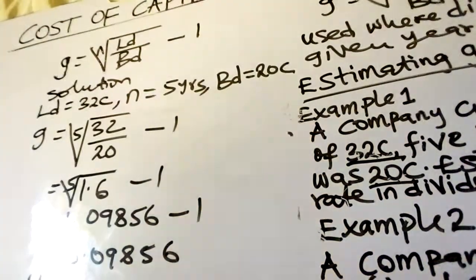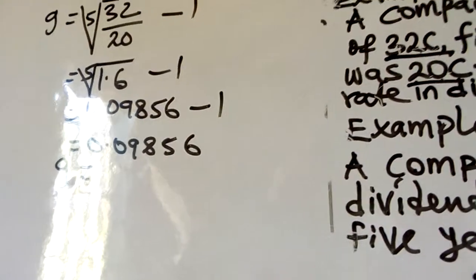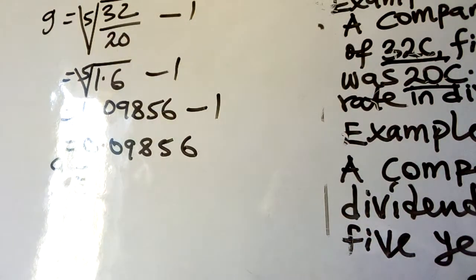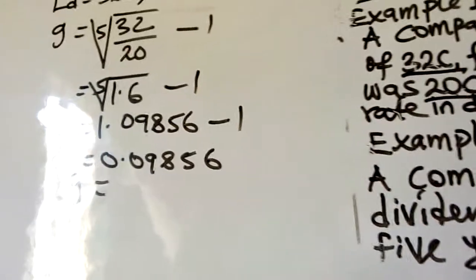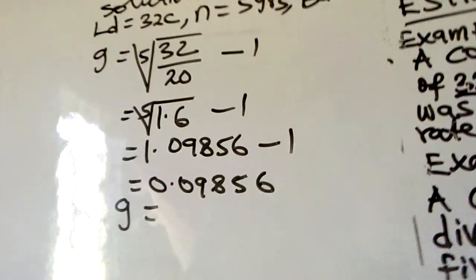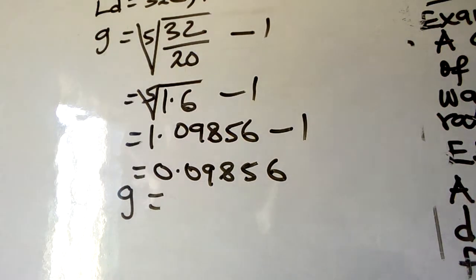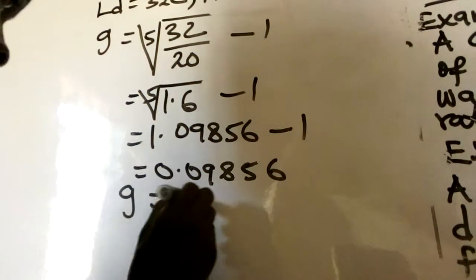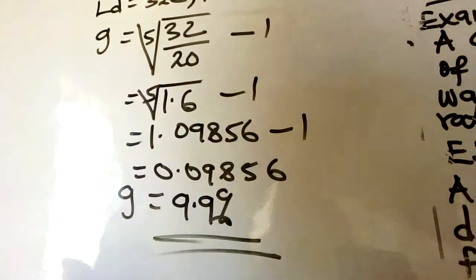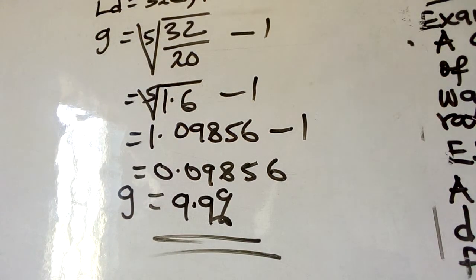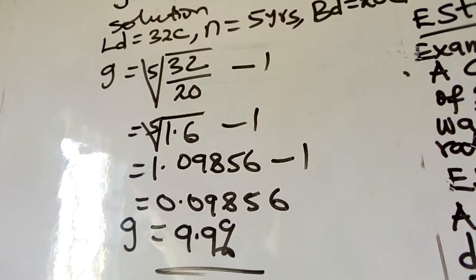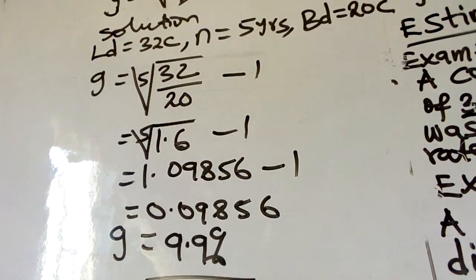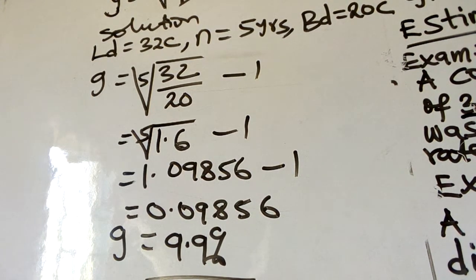So you can convert it to a percentage. G will be, if you convert it to a percentage, you multiply by 100. Times 100, our growth rate is 9.9%, or 10%, whichever one you prefer. So that is the growth rate in dividend, which is 9.9%. So that is for that.